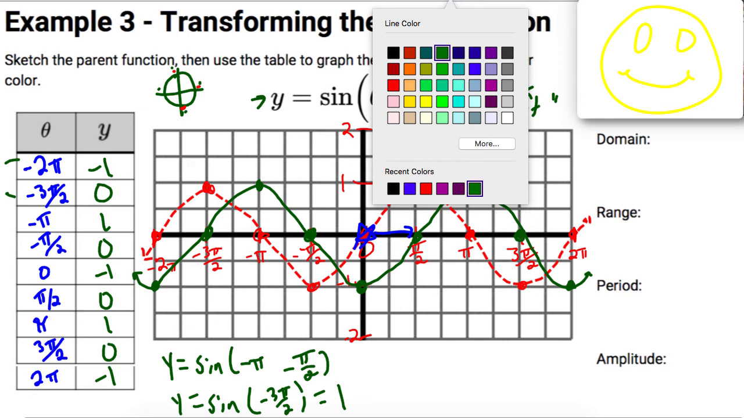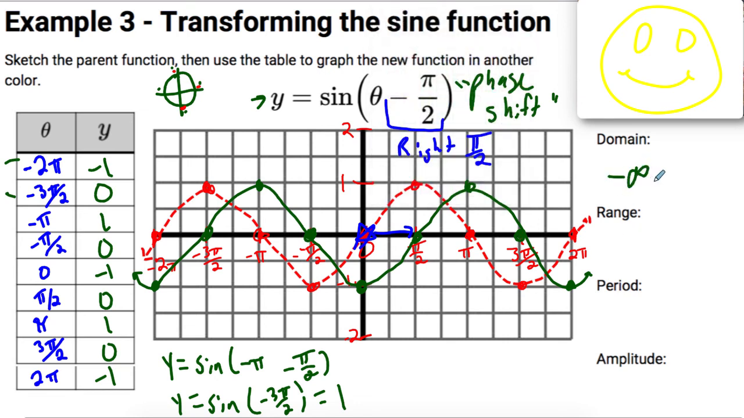So, okay, let's talk about all of our properties then. The domain, that's still the same. That's negative infinity to infinity. The range, that hasn't changed at all. That's still from -1 to +1. And then the period is still the same thing.